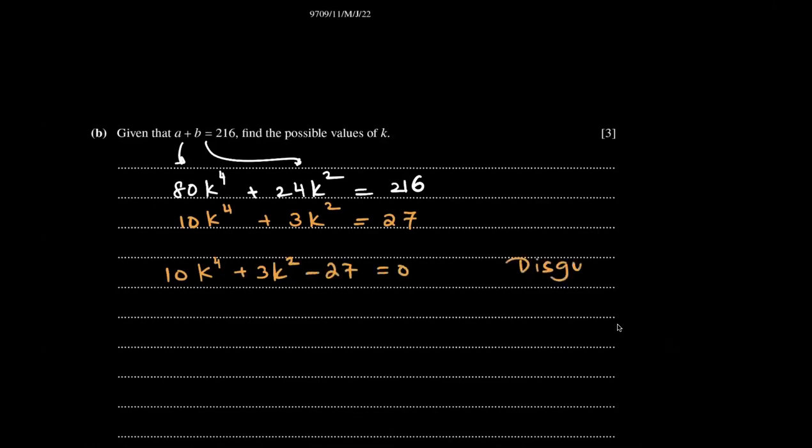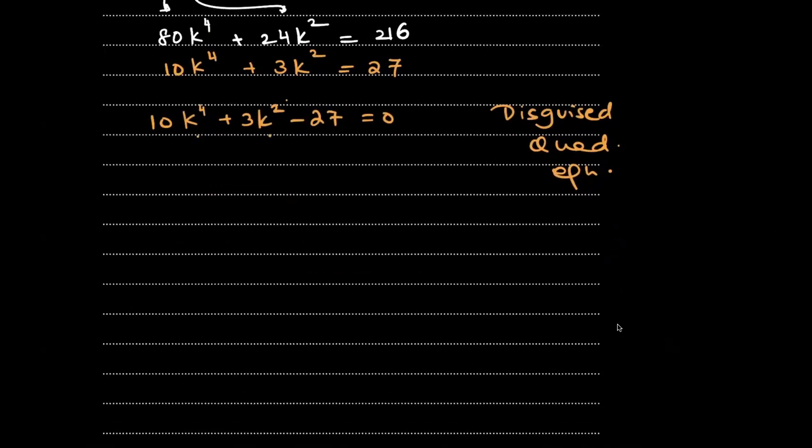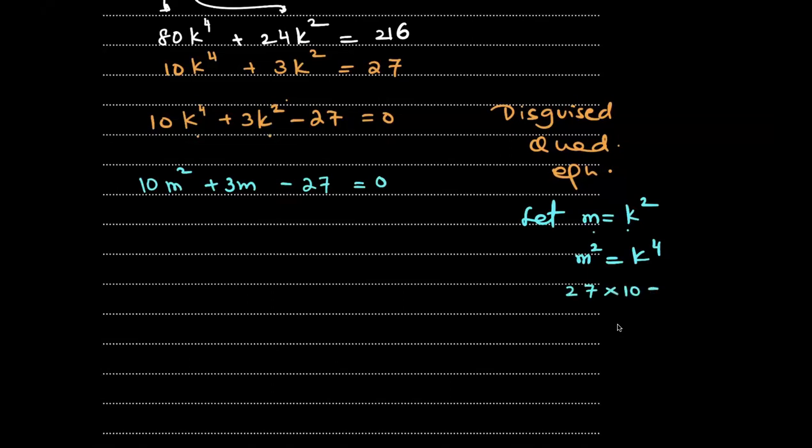This is a disguised quadratic equation, because there is k power 4 and k power 2 over here. So let's make a substitution. Let m equal k². So therefore 10m², because m is k², so m² is k⁴. 10m² plus 3m minus 27 equals 0. Now 27 into 10, that is 270. And we can break this 27 into 9 into 3, and 10 can be broken into 5 into 2. So 9 and 2 is 18, and 3 and 5 is 15.